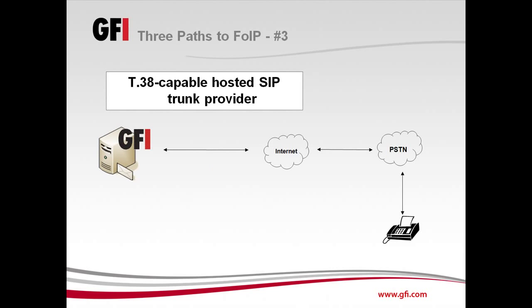And the third option is connecting directly to the internet to a hosted SIP trunk provider. Now, SIP is one of the transport mechanisms used to get the T38 packets from point A to point B. So in this case, instead of having the gateway on premise to perform that conversion from analog or digital to IP, you're going to use a hosted provider who's going to be performing that conversion for you. So note that this is a little bit different than just connecting directly to the internet. You do need a hosted SIP provider who's going to perform that conversion for you.